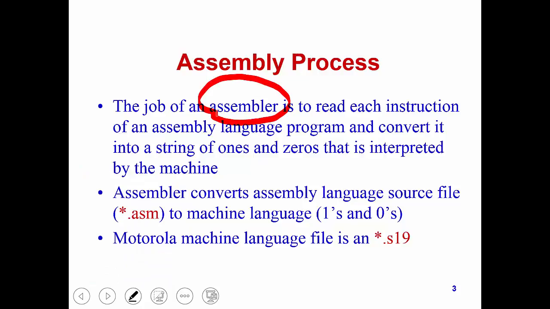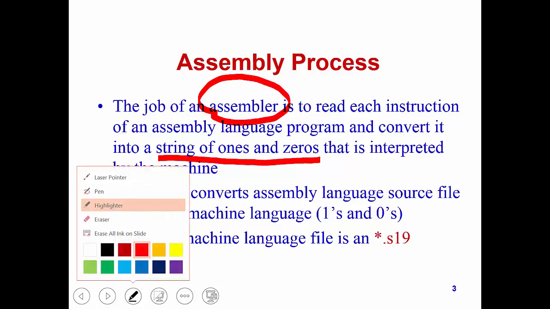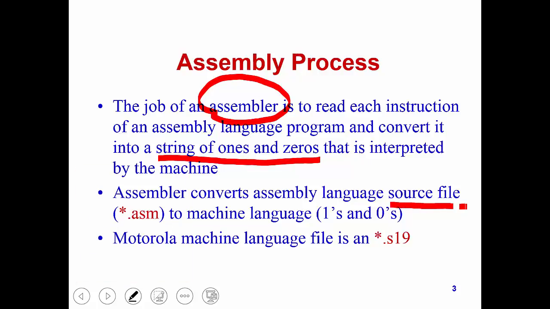So the assembler does a job. The assembler reads each instruction that a programmer wrote and converts it into strings of 0 and 1s that we simply call the machine code. This machine code is interpreted by the CPU. So the original program written by a programmer, we simply call the source program.